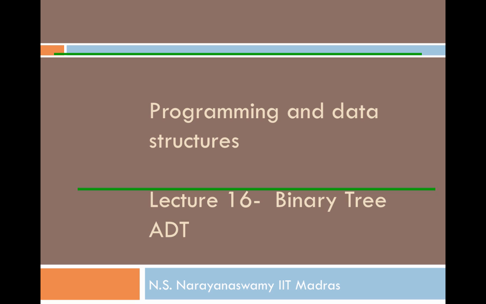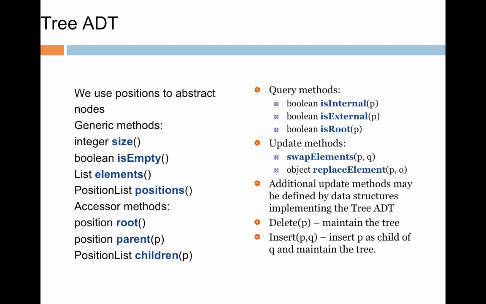Alright, we are going to look at the binary tree abstract data type. This is our lecture number 16, and this is the description of the tree abstract data type. I am sure you recall most of it. There are generic methods which tell you the size of the tree, which means the number of nodes in the tree, and whether the tree is empty. The reason I am repeating this part is to draw a distinction between these two.